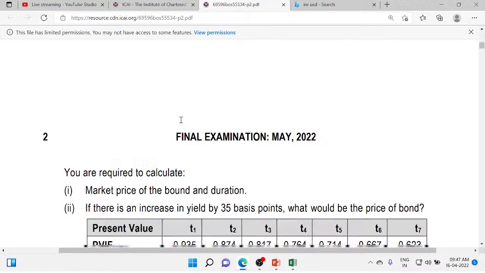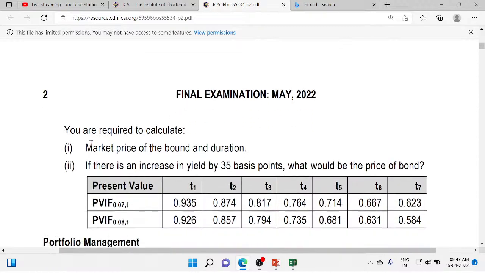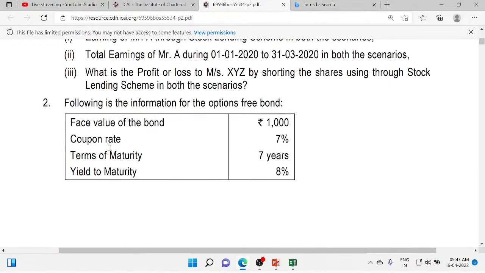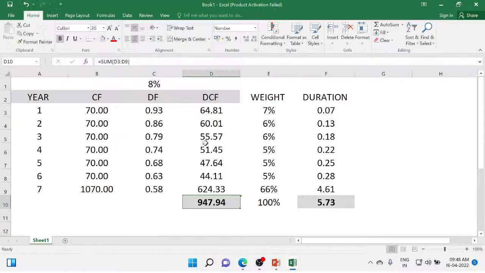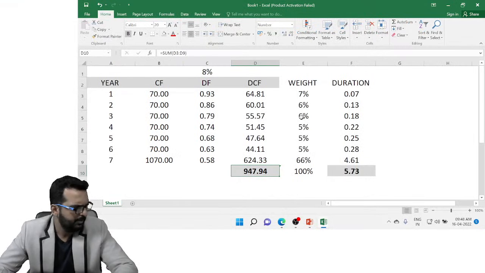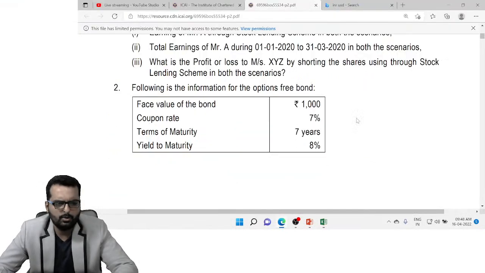Okay, so let's read the first requirement, market price of the bond. That is the first requirement. Let me cross check the answer also. It's question number 2, right? One moment, let me just cross check if the solution we have got is exactly right. Yes, we have got 5.73. They have also got 5.73. So this answer is correct. Nothing wrong with the answer over here. All right, now I'll go to the next one.